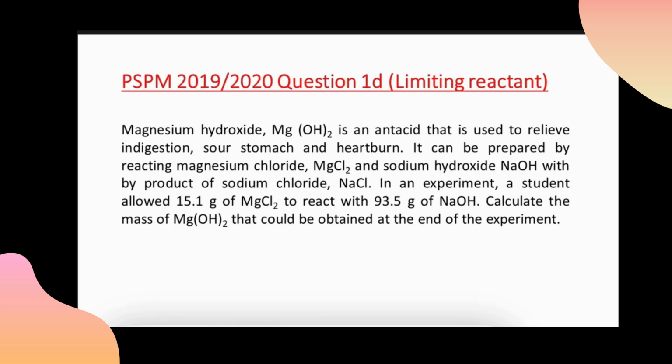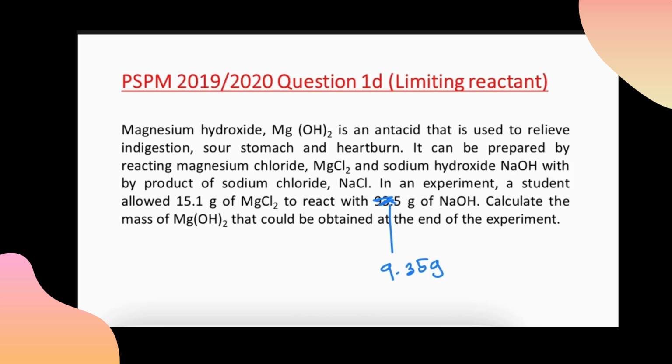Magnesium hydroxide is an antacid that is used to relieve indigestion, sour stomach and heartburn. It can be prepared by reacting magnesium chloride and sodium hydroxide with the byproduct sodium chloride. In an experiment, a student allowed 15.1 gram magnesium chloride to react with sodium hydroxide, which is only 9.35 gram. Calculate the mass of magnesium hydroxide that could be obtained at the end of the reaction.